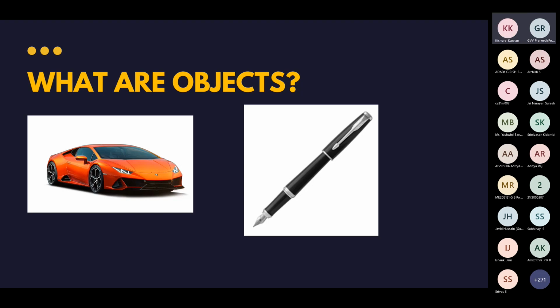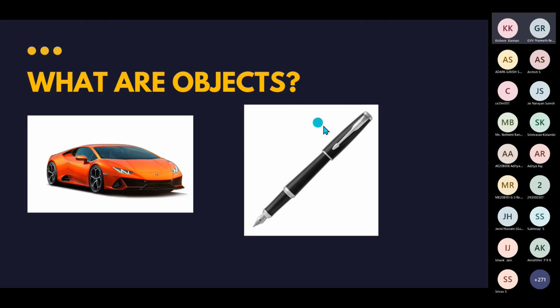And objects can also be abstract. For example, a system of government, you can say. That's not a real life object. So it can also be abstract.